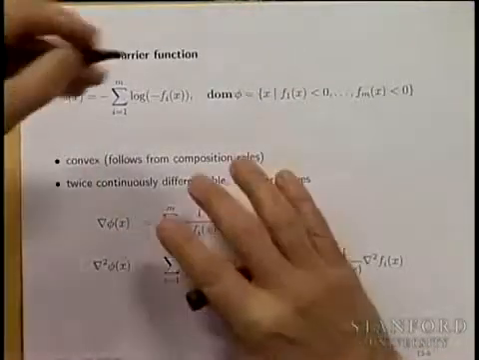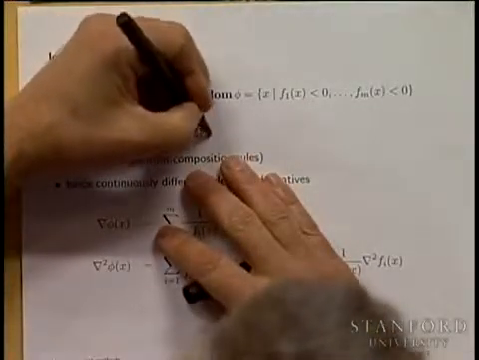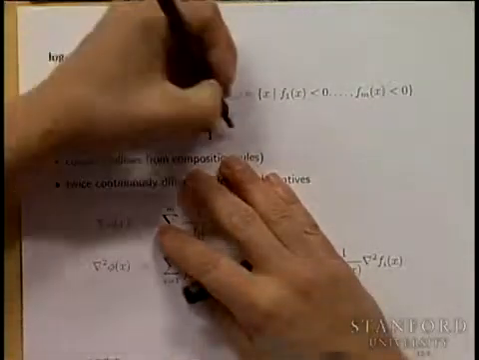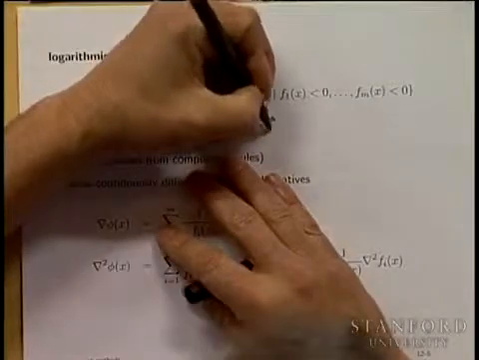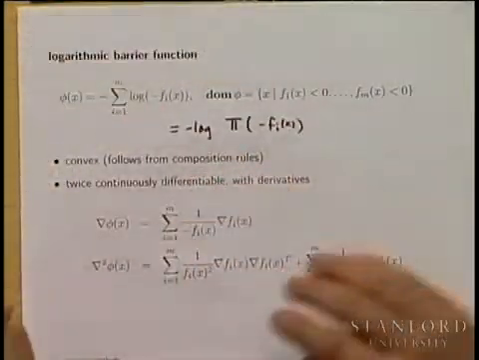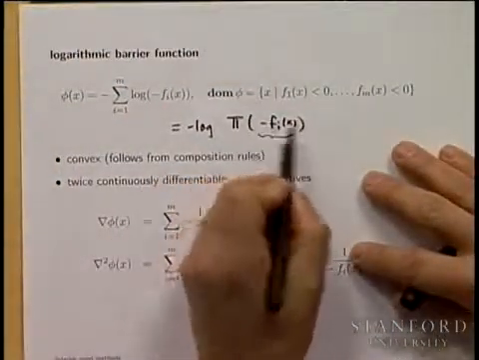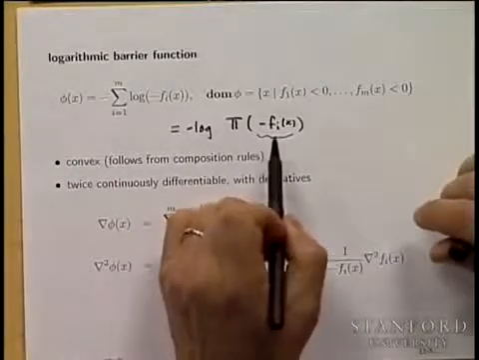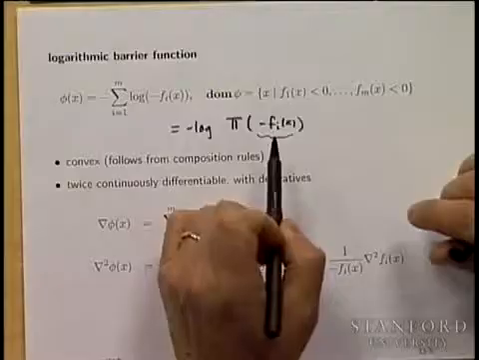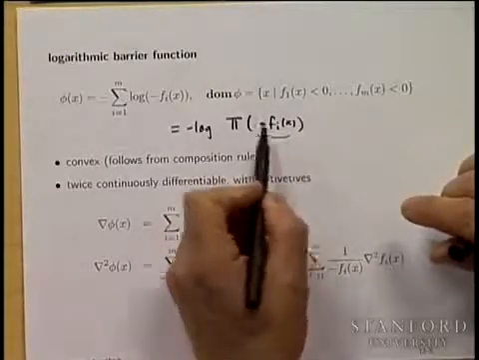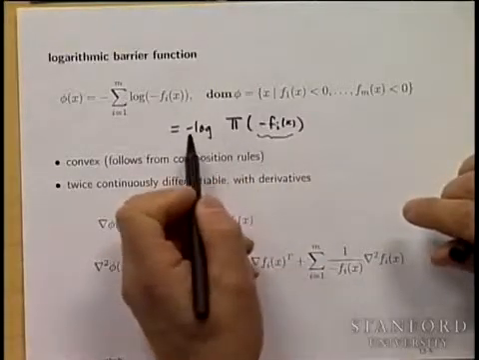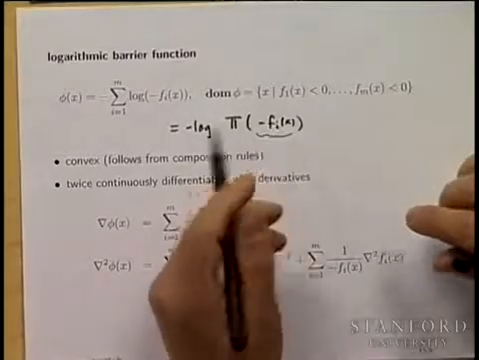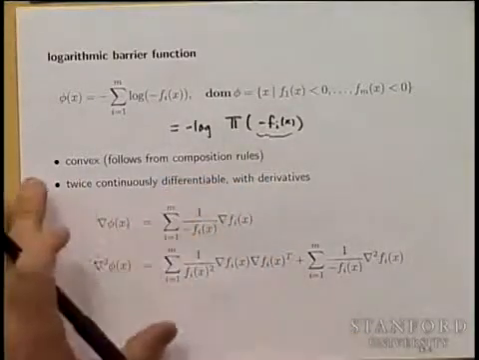You can get a rough idea of what it is. For example, another way to say it is this: it's minus the log of the product of the minus fi's. These are slacks, because that's literally how much extra you have in the inequality fi of x less than 0. So minus fi is the slack. And this is negative log of the product of the slacks. So that'll come up a bunch of times.